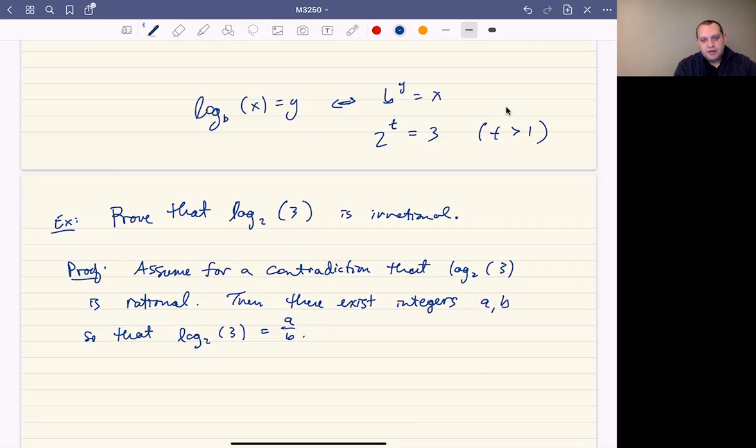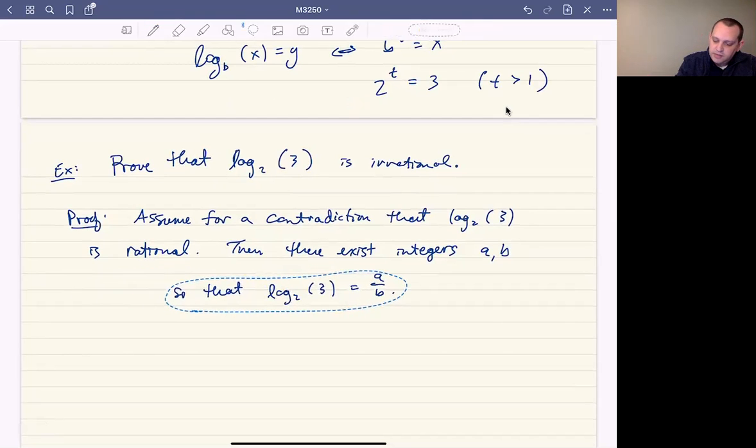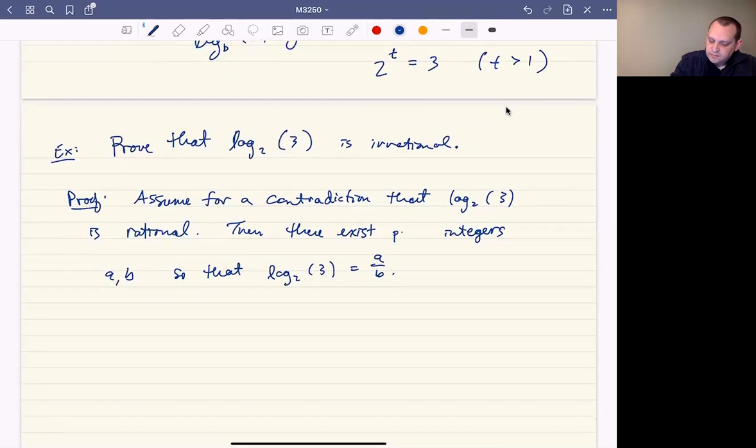So in particular, a and b are not 0. Okay, b can't be 0 anyways because it's in the denominator. But actually, you can say a little bit more. So let me add that in. Not only do there exist integers a and b, but there exist positive integers. Okay, so we can add in a little bit more there. So there exist positive integers a and b, so that log base 2 of 3 is a over b.